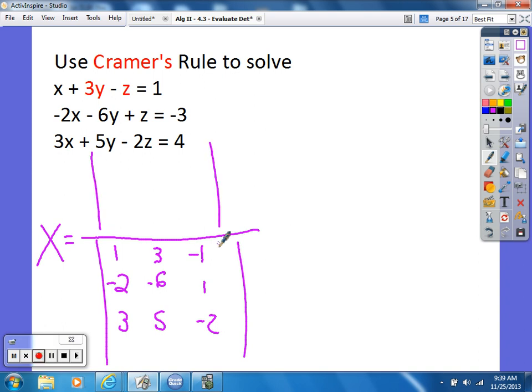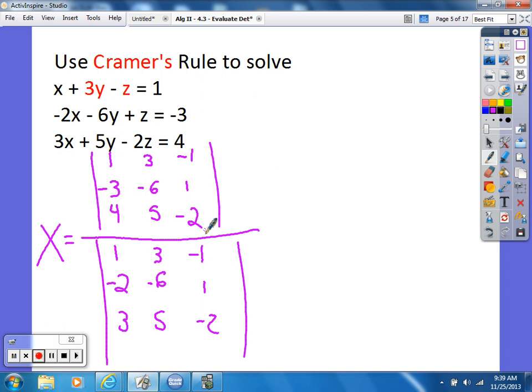Now I'm going to need to fill in the top. Which column will I need to replace? 1, 2, or 3? Somebody raise your hand and help me out. 1. Since I'm looking for the x, I have to replace the x column with the answer. So 1, negative 3, and 4. What about the other 2 columns? Do I switch them around, rearrange them? What do you think? Keep them the same, just rewrite them. 3, negative 6, and 5. Negative 1, 1, and negative 2.